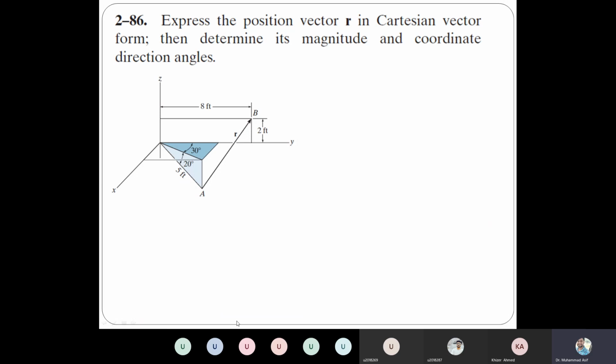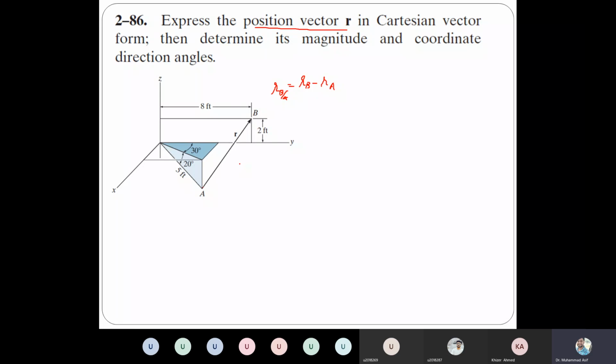Let's see another numerical problem. If you read that statement, express the position vector r in Cartesian vector form. So you need to get a position vector r. Where is that position vector? This is the position vector from A to B. A to B means you need basically rB/A. So that means you need again rB minus rA. So basically you need the position vector of point A as well as point B, right?